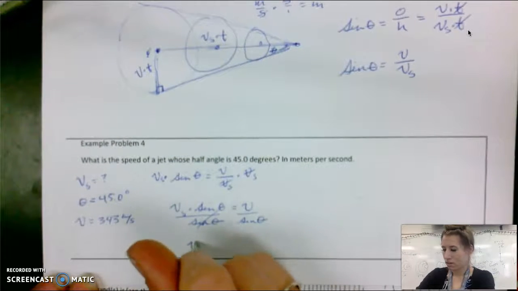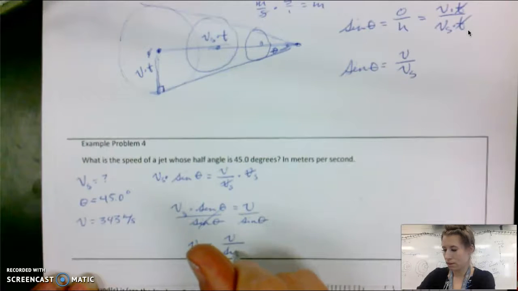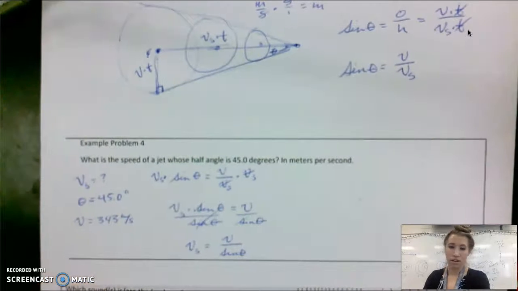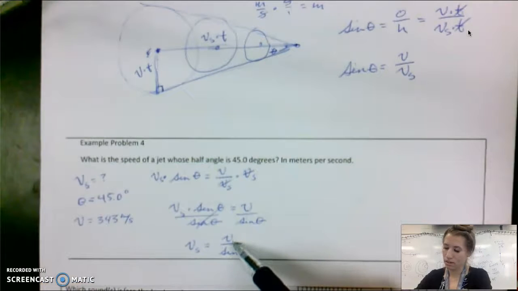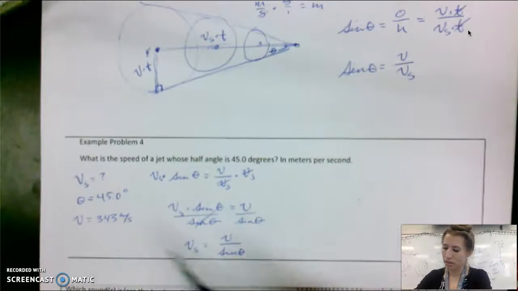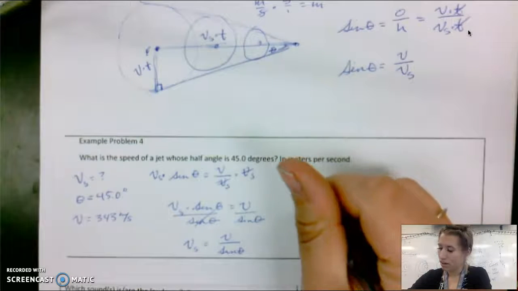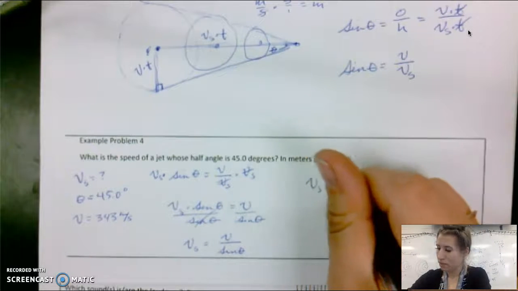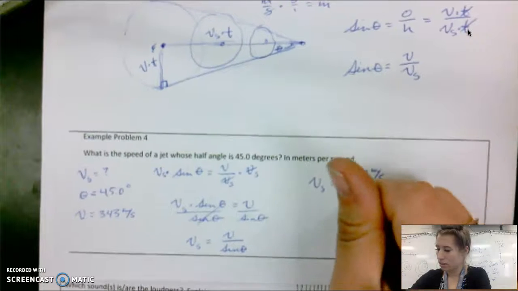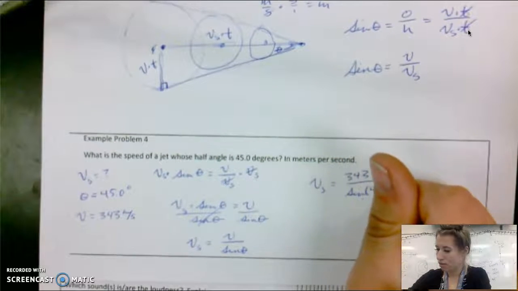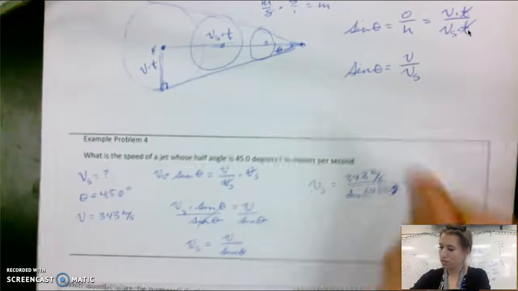So what I'm left with is velocity of the object is the speed of sound divided by the sine of theta. Sine theta, that's unitless, and then velocity of sound is in meters per second, so we end with units of meters per second. Okay. So now that I have that, I'll plug in my numbers, 343 meters per second divided by sine of 45 degrees.